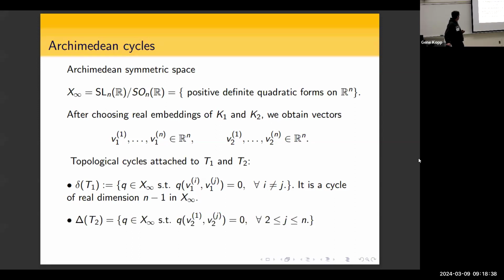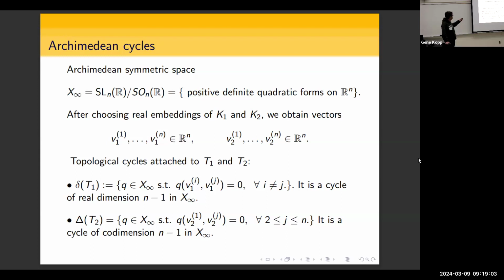Now, there's also a big cycle, which I'll call delta T2, where you look at the quadratic forms for which the first vector, V21, is orthogonal to all the other ones relative to the quadratic form. Here I'm only imposing n-1 conditions, roughly, so I'm imposing a linear number of conditions. And it turns out that then the cycle is bigger. Its dimension is roughly quadratic in n, but it's of codimension n-1.